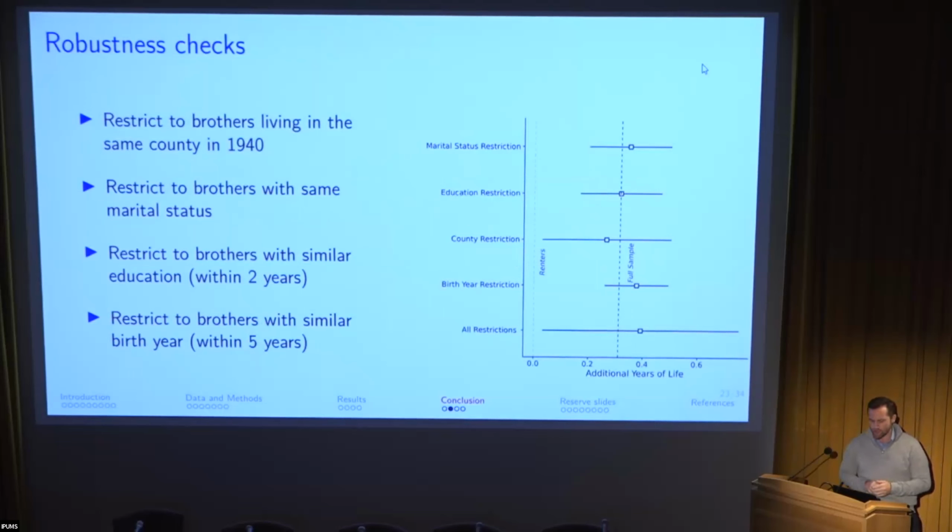So just briefly to show you some of the robustness checks we ran. The idea here is we're very nervous about residual confounding within siblings. So we want these two brothers to be as similar to each other as possible. So first we restrict to brothers who are both living in the exact same county in 1940. We restrict to brothers who have the same marital status, brothers with similar levels of education, and finally brothers who were born within 5 years of each other. And as you can see here on the figure in the right-hand panel, this black dashed line is our estimates from our full model. And when we refit this model with different subsamples with these different restrictions, we see almost identical results.